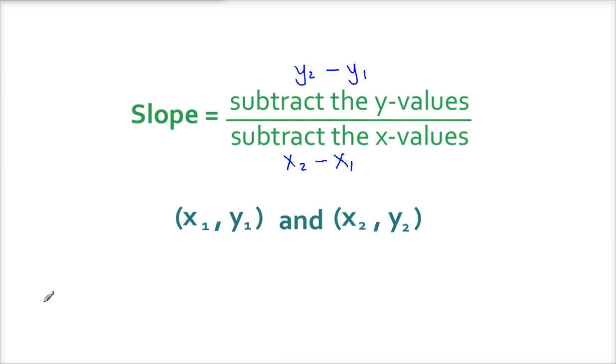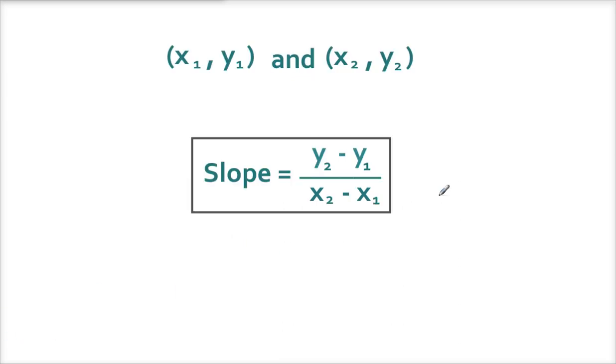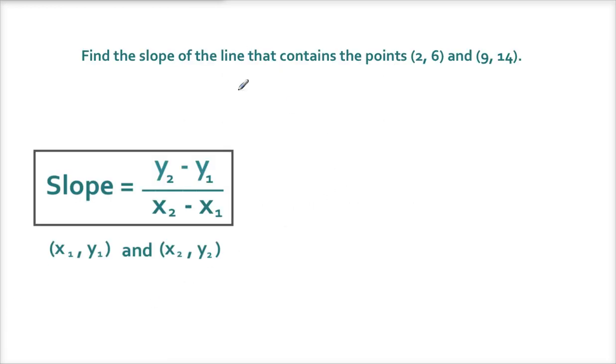So this now is the official slope formula when we are given 2 points on the line. The slope is equal to y2 minus y1 over x2 minus x1. So this is what it is when these are the 2 points that you are given. So let me show you an example of how this works.